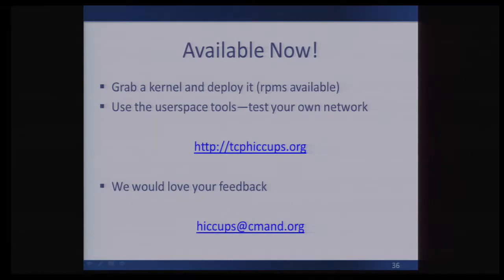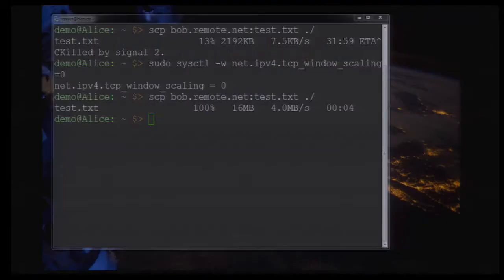And I'd just like to point you to our website, tcphiccups.org, where we have posted our code. It's available for download. You can grab one of the kernels and deploy it. We have some RPMs available for Red Hat Fedora. And you can also use the user space tools and go and test your own networks and see what you can find. If you were to do that, I'll show you real quick what that would look like.